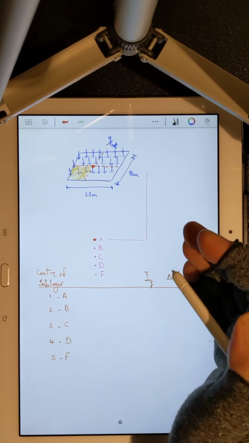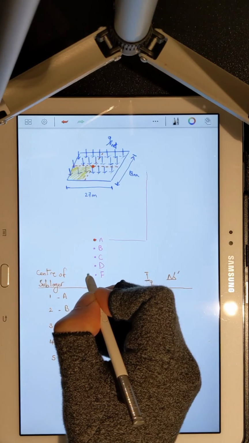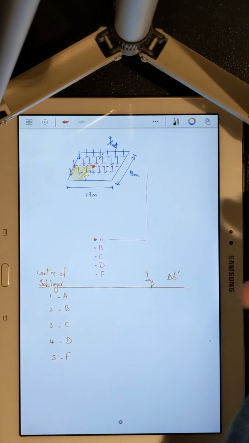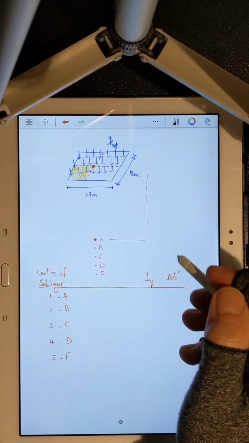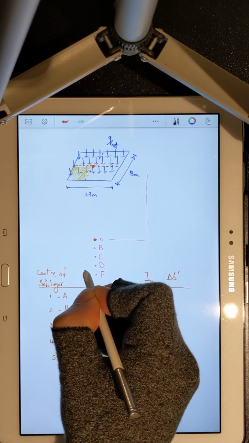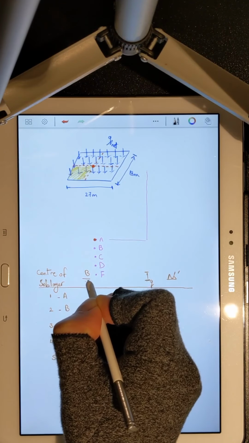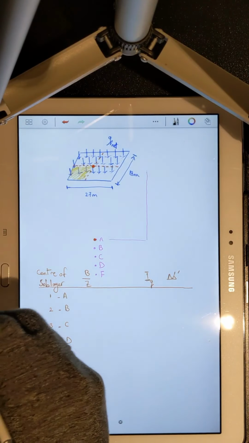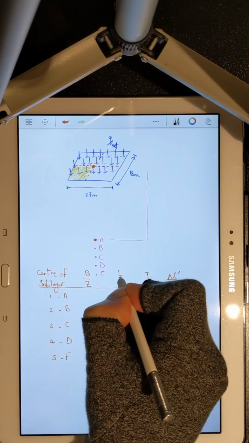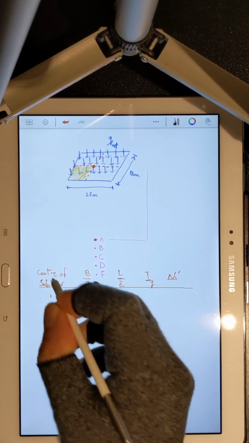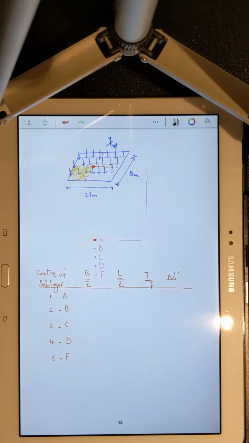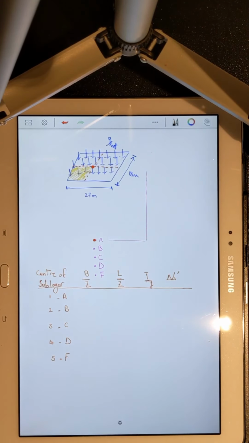To get this coefficient, you need to use a table or a diagram which relates this coefficient with B over Z and L over Z. B is width, L is length, and Z is depth. So this is pretty much my strategy.